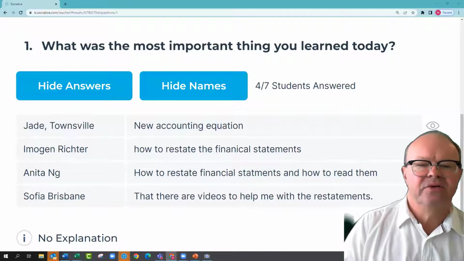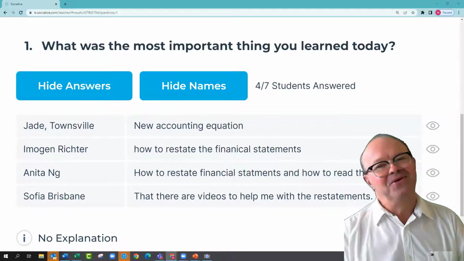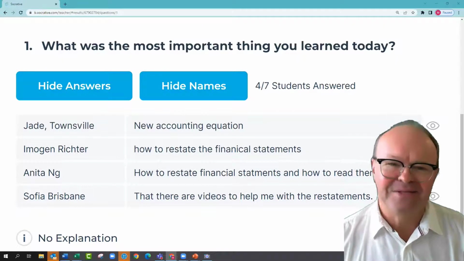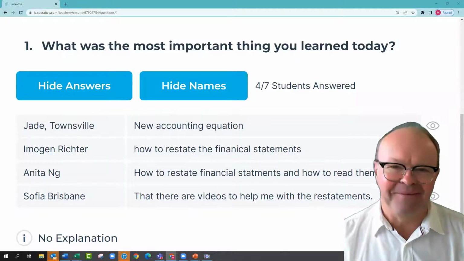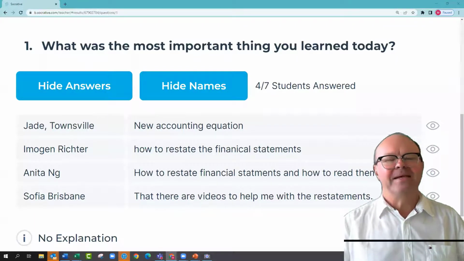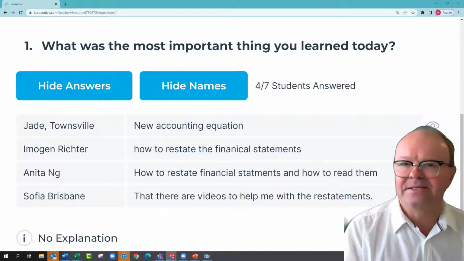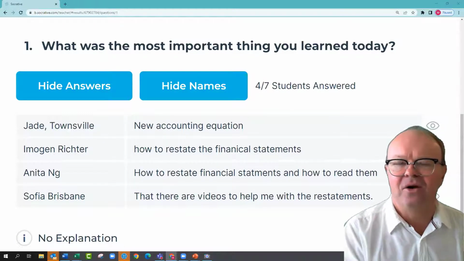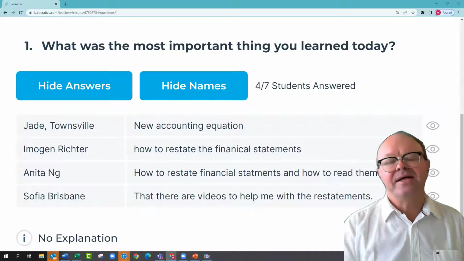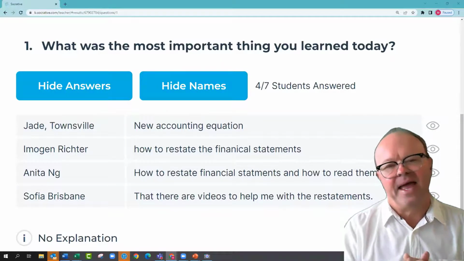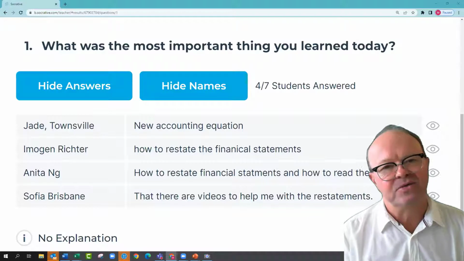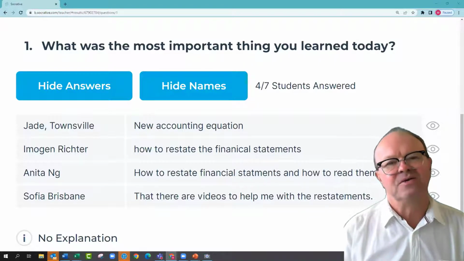Jade in Townsville, the new accounting equation. Yeah, it's just a rejigging of the accounting equation, but that's right. We'll be setting it out. We'll be putting operating assets less operating liabilities to get net operating assets. So that's what we'll be identifying when we restate, and that'll help us with some of the ratios and some of the things we look at.